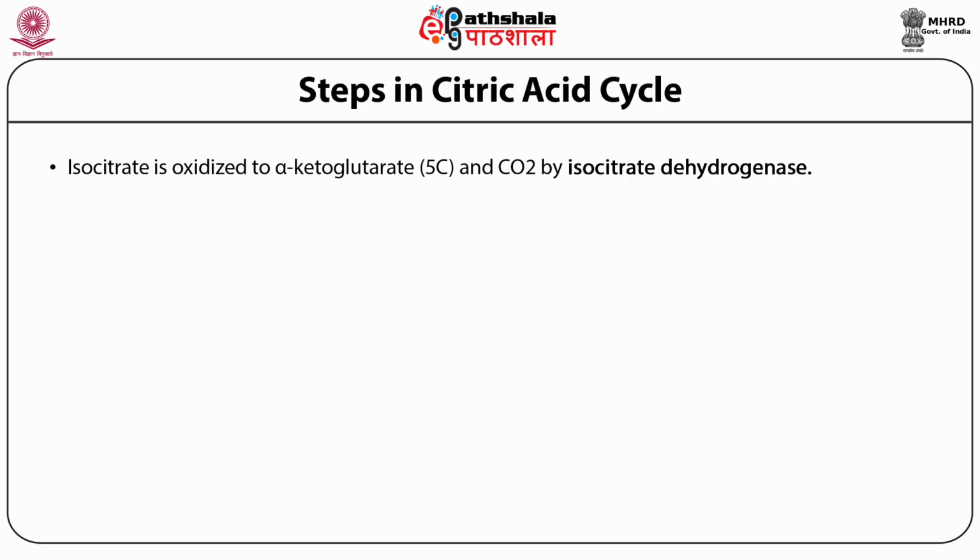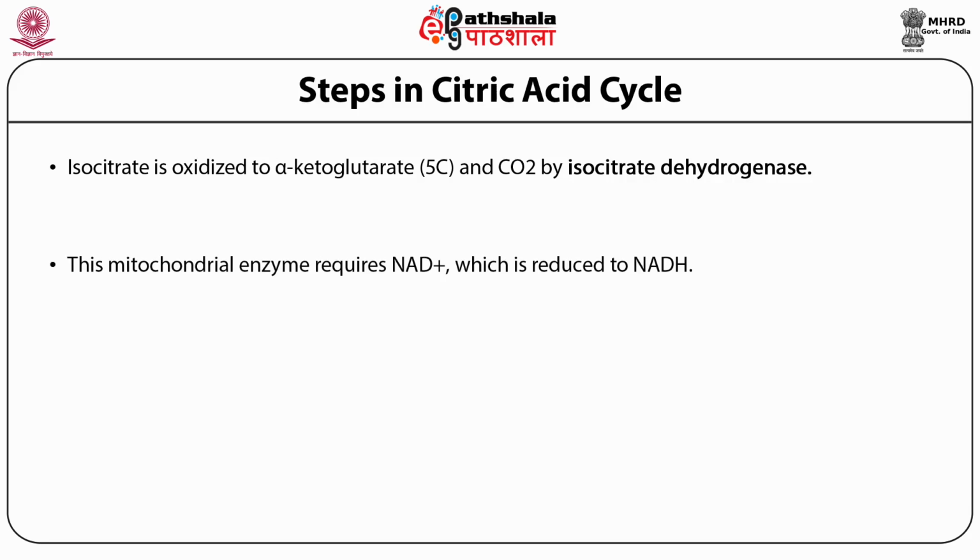Isocitrate is oxidized to alpha-ketoglutarate and carbon dioxide by isocitrate dehydrogenase. Actually, in this step, one molecule of carbon dioxide is removed. So now the 6-carbon isocitrate is converted into 5-carbon alpha-ketoglutarate. Remember this: 1 carbon from the pyruvate is removed in the oxidative decarboxylation step. Over here, the 2nd carbon has been removed.